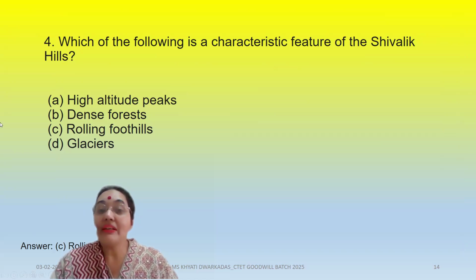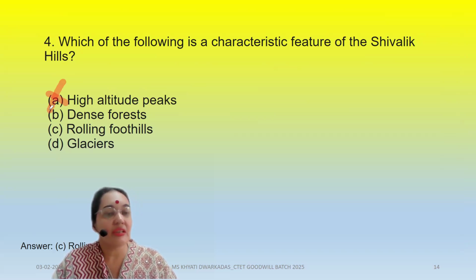Now, this was an application question with a little scope for elimination of options. So, when you do it the way we've learned, you start putting across. High altitude peak, we know is Mount Everest, so it's not here. Mount Everest is in the Greater Himalayas. Dense forests, we normally go to Jim Corbett in Uttarakhand where you see the dense forests. They are not on the Shivaliks. They are in the Dhauladhar and the Mahabharat and those kind of hills.